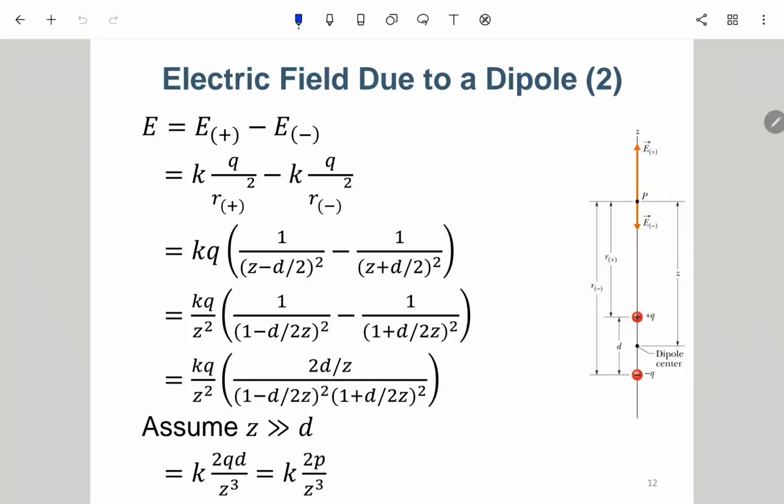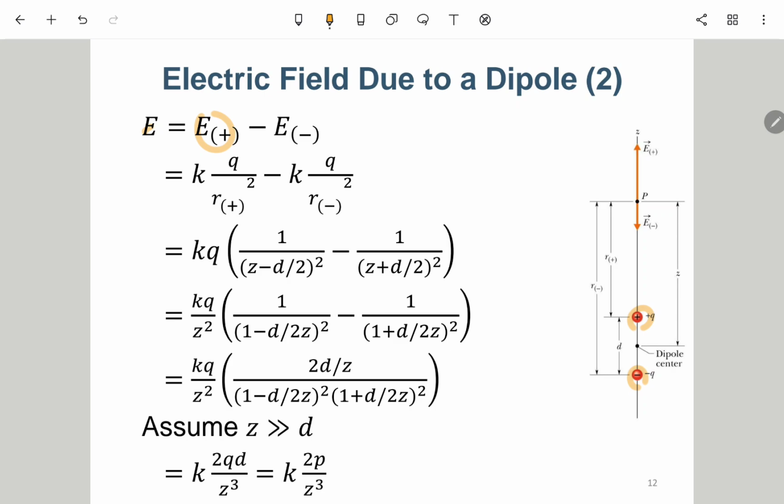Okay, so here let's see how we can derive the E field generated by this dipole along the dipole axis. Here we have only two charges, so we only need to calculate the E field generated by each of them one by one. So the total E field is actually E plus, which is the E field generated by the positive charge, and then minus the E field generated by the negative charge.